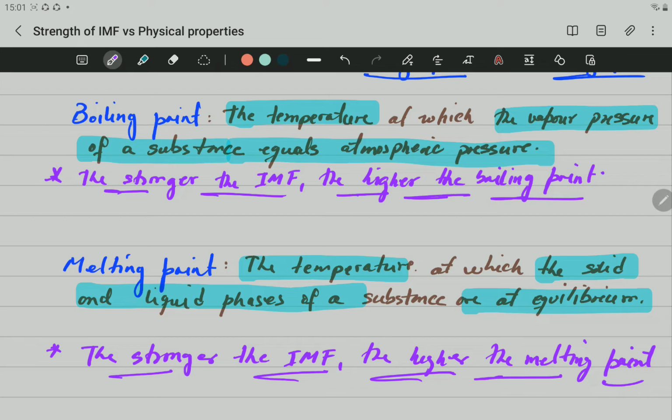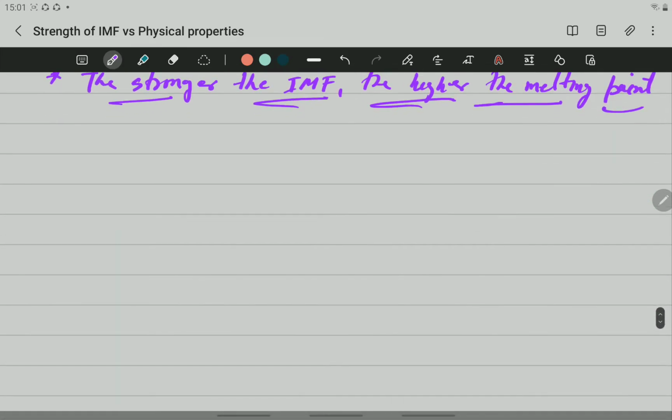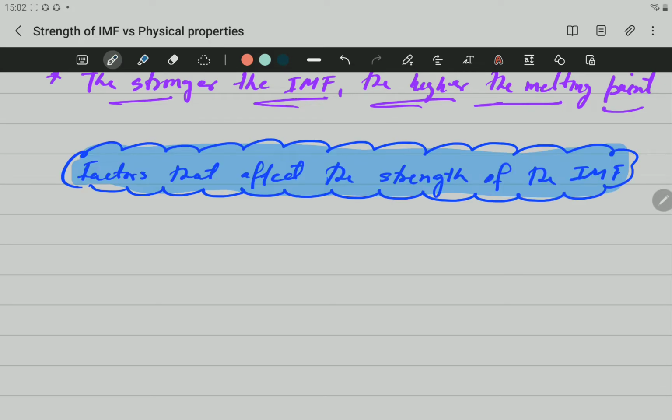Now, there are three factors that affect the strength of the intermolecular forces, and therefore they will also affect the boiling and melting point. First of all, the size of the molecule. The bigger the molecule, the stronger the intermolecular forces. We're going to see this one just now.